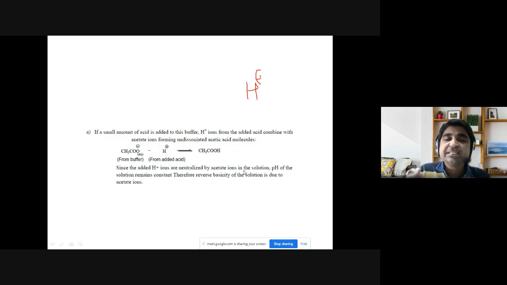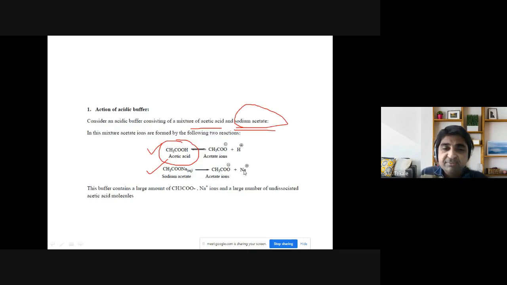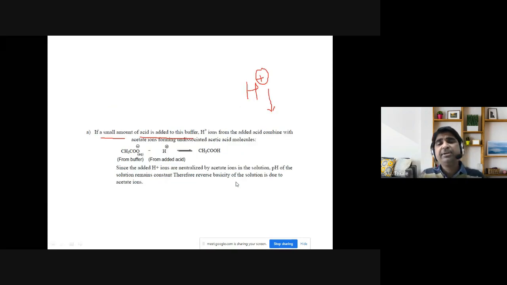So this acidic buffer will consist of a large number of undissociated acetic acid molecules, and a large number of acetate ions and Na plus ions. These ions and undissociated acetic acid molecules will be there in large excess in this acidic buffer. So if we add some acid, meaning some H plus ions, the H plus ions will combine with the acetate ions and form undissociated acetic acid molecules, and therefore the pH of the solution doesn't change.